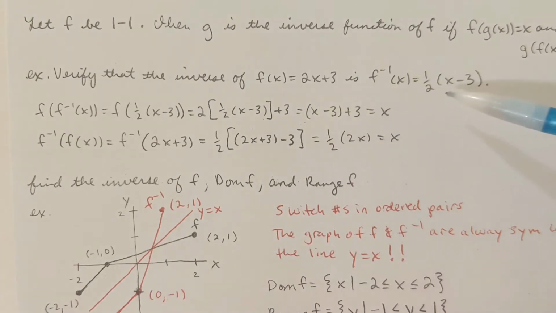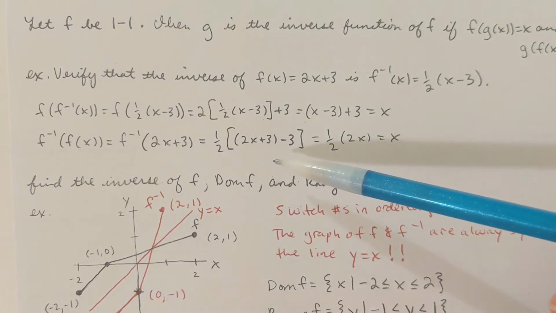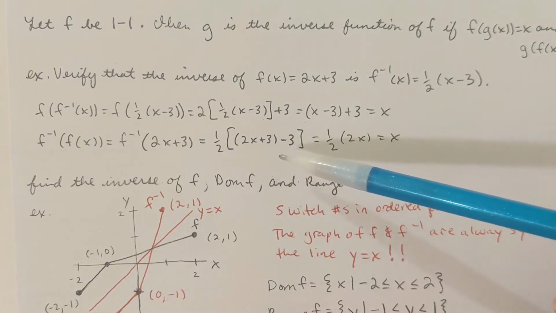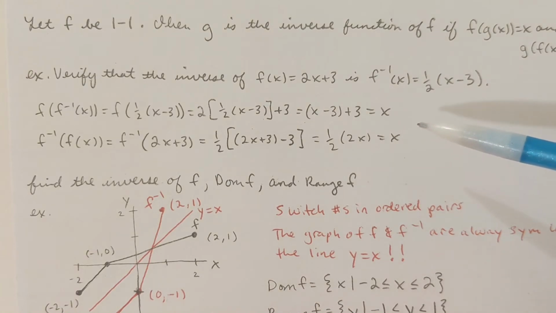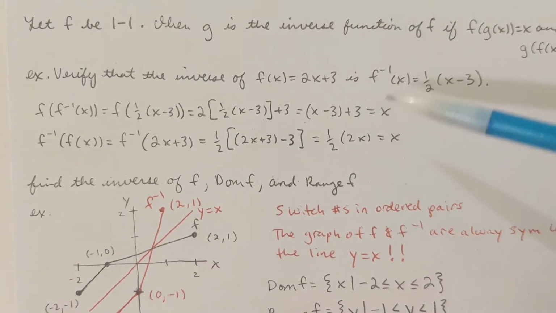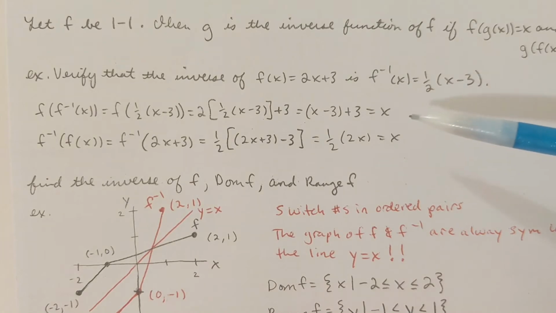Okay, 1/2 times 2x plus 3 minus 3. Well, the 3's cancel there. 1/2 times 2x, the 2's cancel, that gives me x. So since both sides calculated to be just x, that is a verification to me saying that indeed these two functions are inverse of each other. Okay?